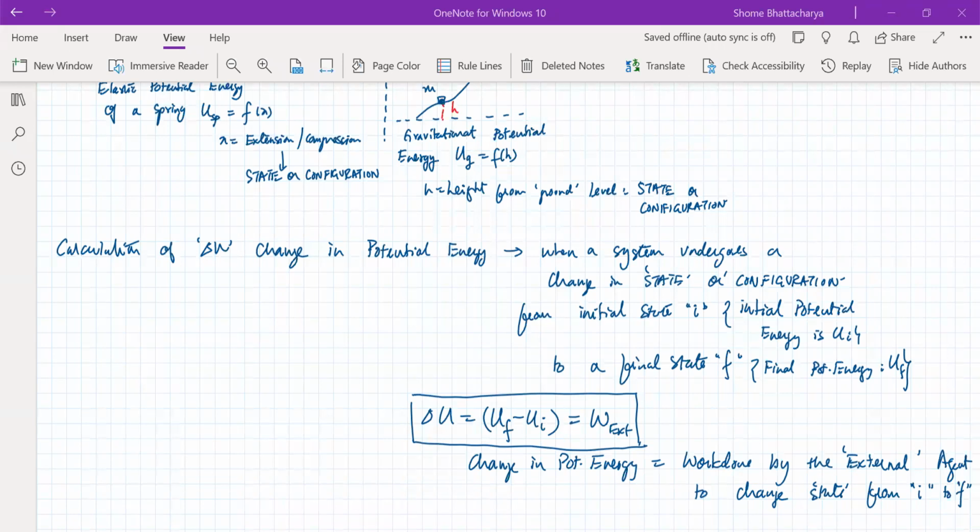Sir, can you explain again from when the system undergoes a change in state? Yeah, we'll take examples, that will become more clear.